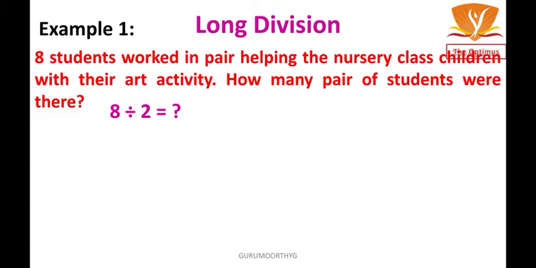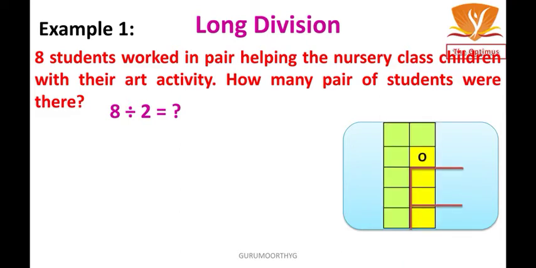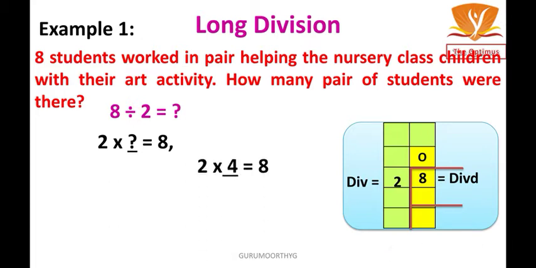We know long division is nothing but an inverted L shape. This can also be written like this in the place value chart. In the place value chart, I am going to write the dividend 8 inside the inverted L, and the divisor I am going to write on the left side of the inverted L. Now say the tables. 2 into dash equals 8. Yes, we know 2 into 4 equals 8. Or we can say how many 2's are there in 8? Yes, 4 2's are 8.